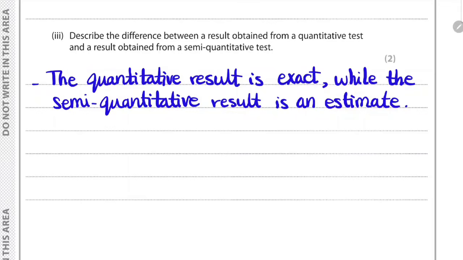Describe the difference between a result obtained from a quantitative test and a result obtained from a semi-quantitative test. This question was pretty simple as well. We should only say that the quantitative result is exact, while the semi-quantitative result is an estimate, or we could say it involves an element of judgment, and is an approximate, subjective value. All of these are correct.